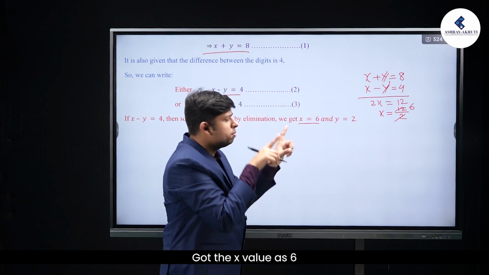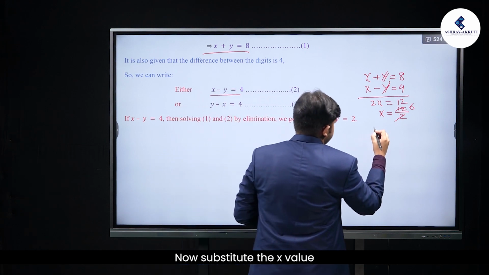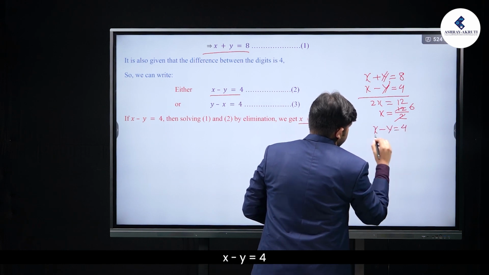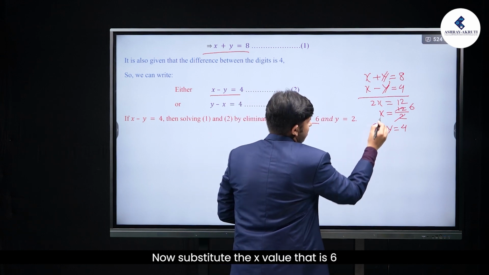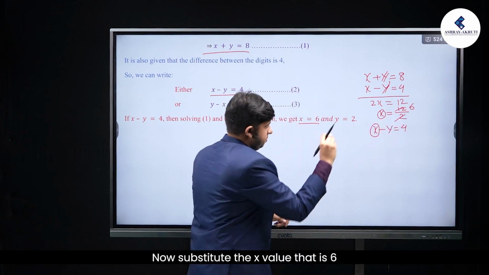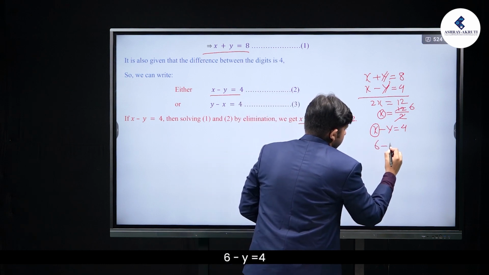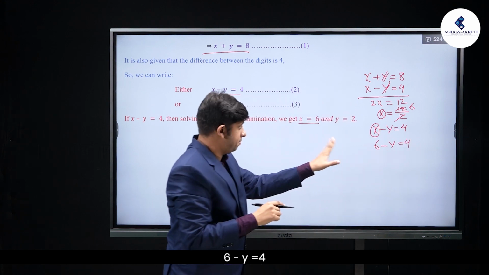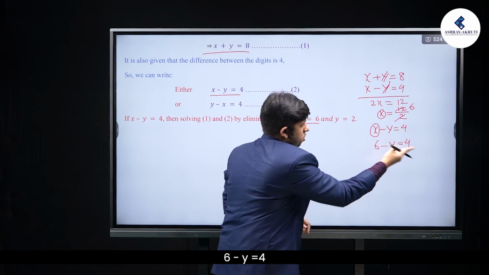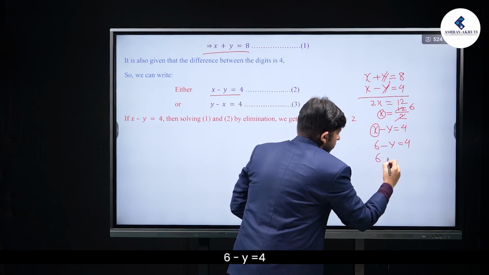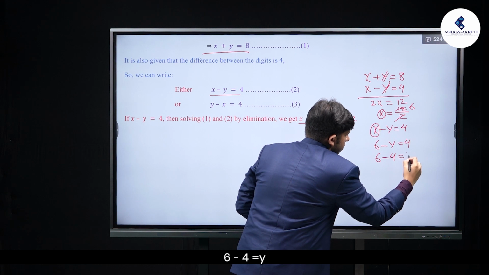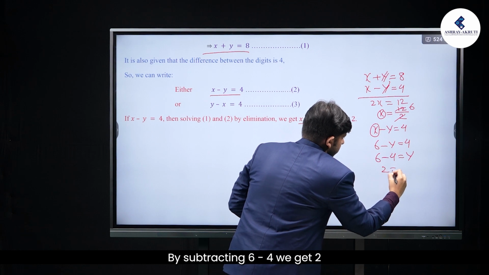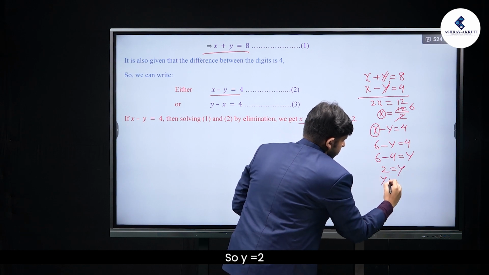Got the x value as 6. Now substitute the x value in equation 2 to get the y value. x minus y is equal to 4. Now substitute the x value, that is 6. 6 minus y is equal to 4. 6 minus 4 is equal to y. By subtracting 6 minus 4, we get 2. So y equal to 2.